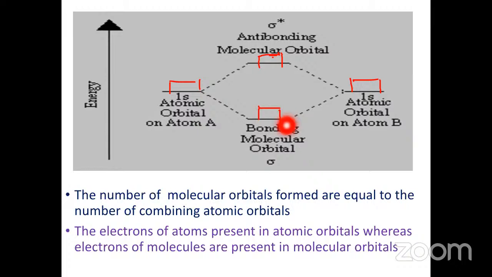And one more thing, the electrons of atoms are present in atomic orbitals, whereas the electrons of molecules are present in molecular orbitals. These are the atomic orbitals and these are the molecular orbitals. These are formed by the LCAO method from the atomic orbitals.